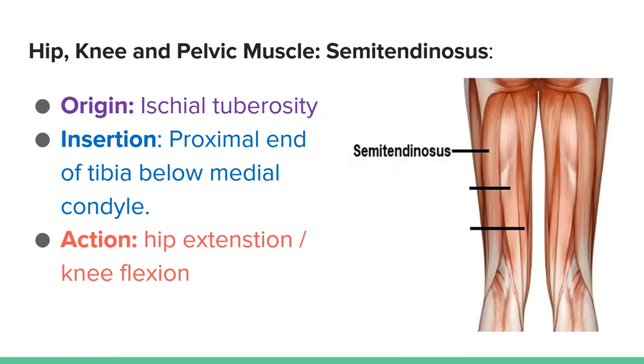And then looking at the posterior compartment, the semitendinosus, the origin of that one is the ischial tuberosity, and it inserts on the proximal end of the tibia below the medial condyle on the inside of the knee there. And then the action of that one is hip extension and knee flexion.